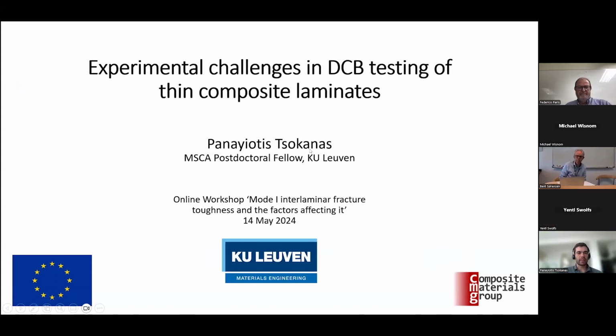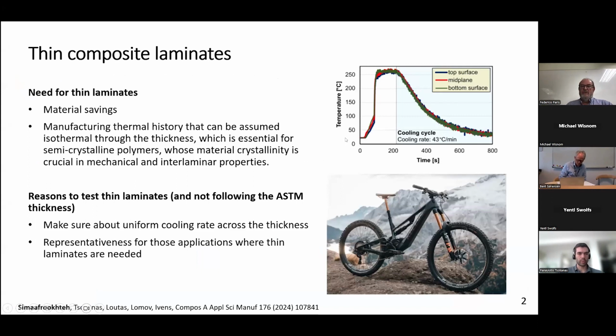I'm going to discuss a bit about a work we did recently with my colleagues at KU Leuven. This work is related to thin composite laminate, so we start with stressing out the need for thin laminates. We have two main needs. The first one is to have material savings, and the second reason is because we can achieve with thin laminates manufacturing thermal history that can be assumed isothermal through the thickness of the laminate, which is particularly important for semi-crystalline polymers, for example, whose material crystallinity is crucial in mechanical and in interlaminar properties.